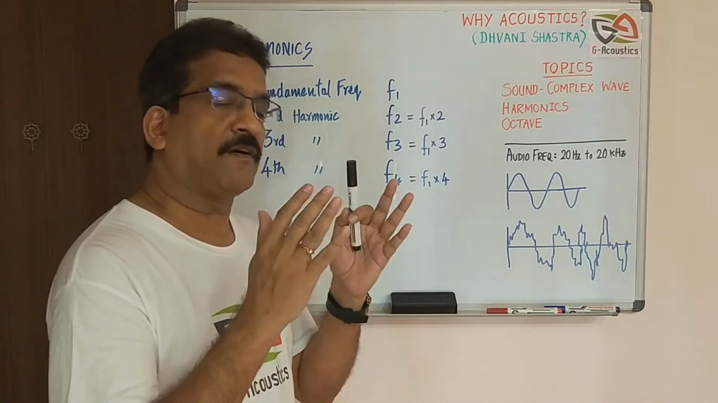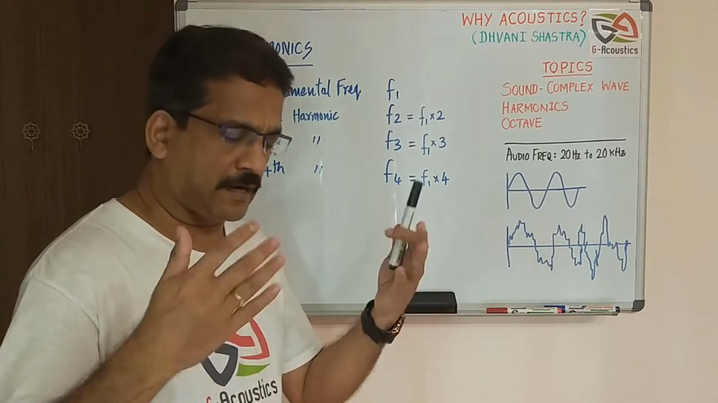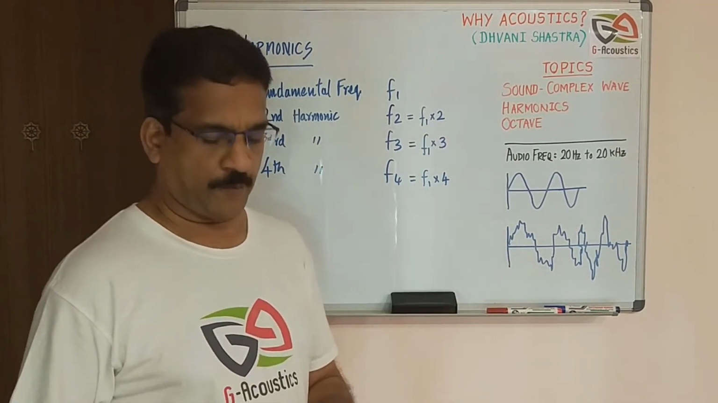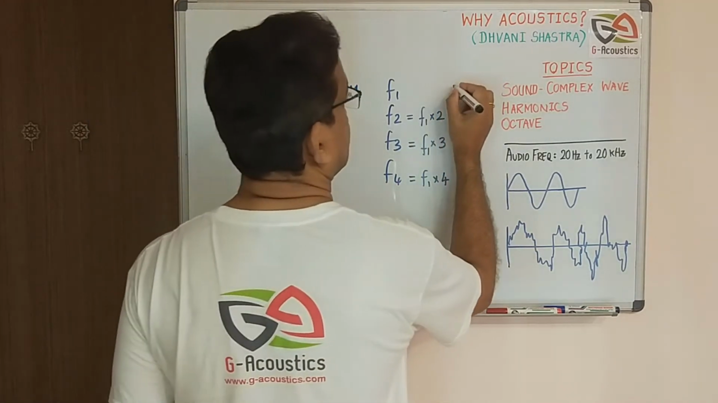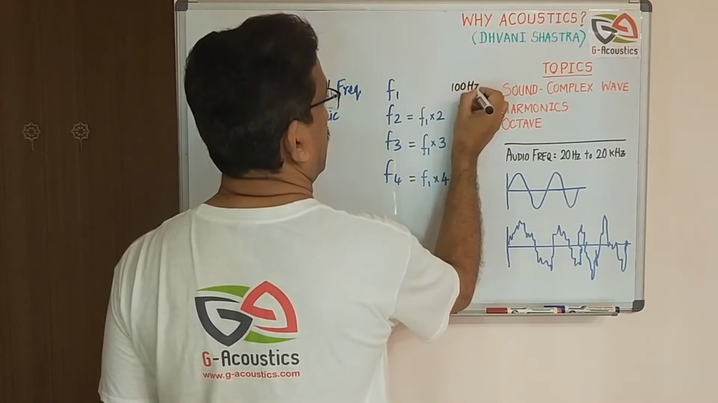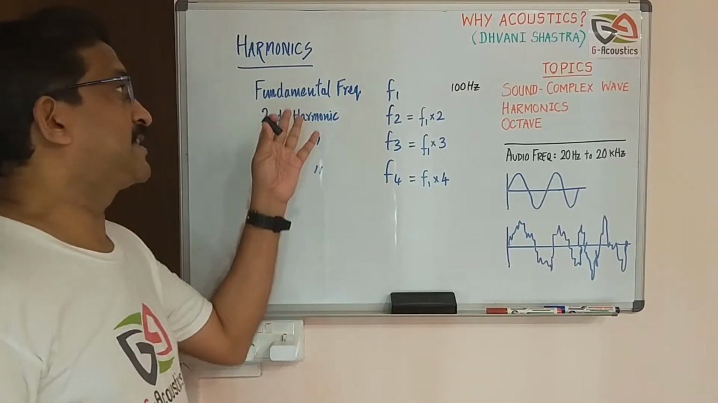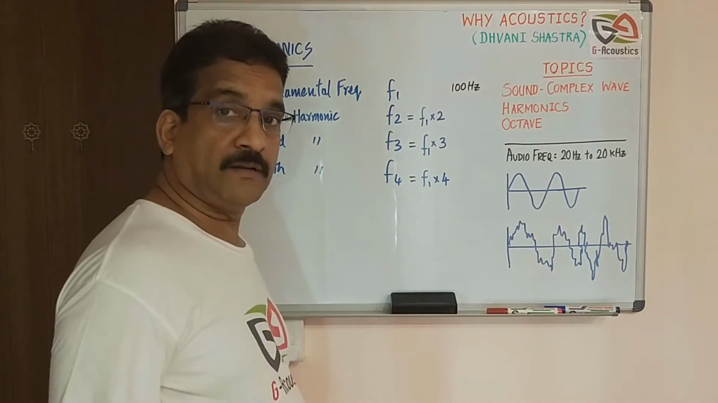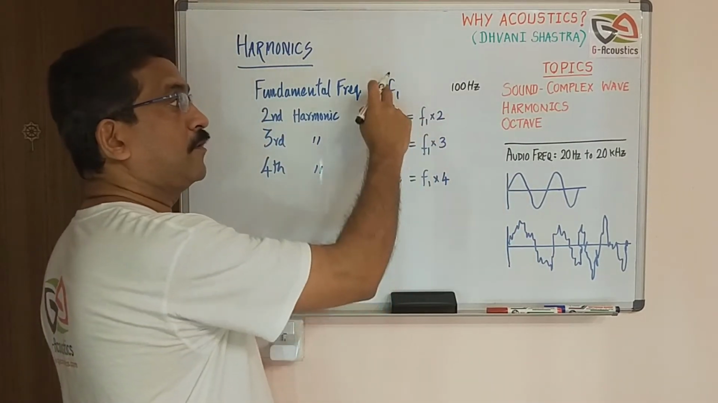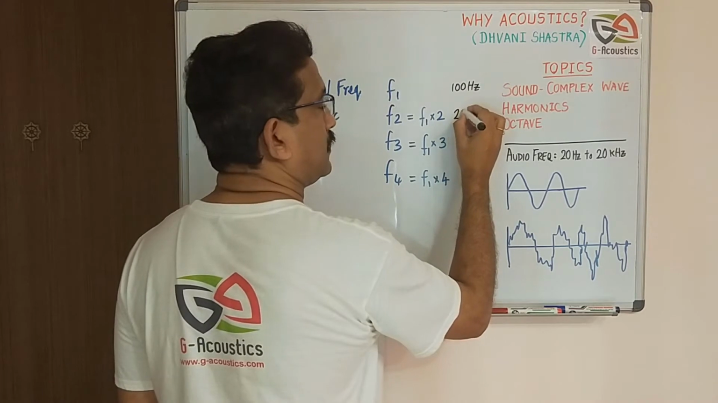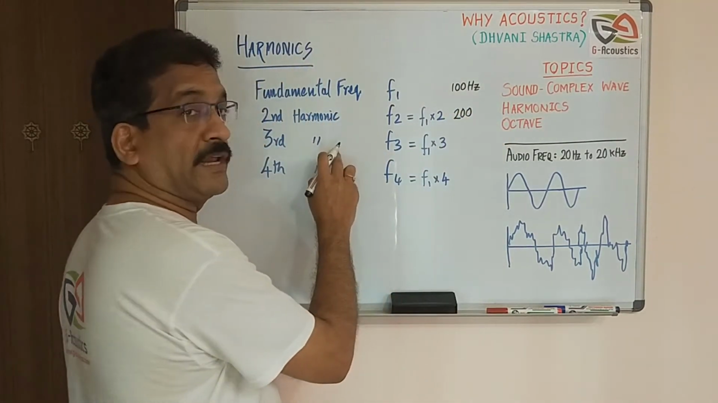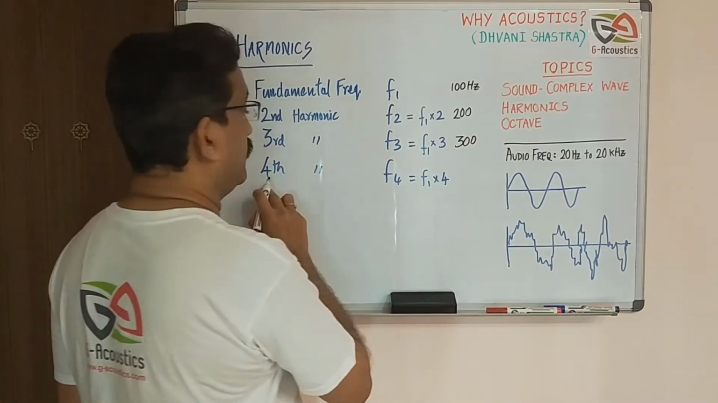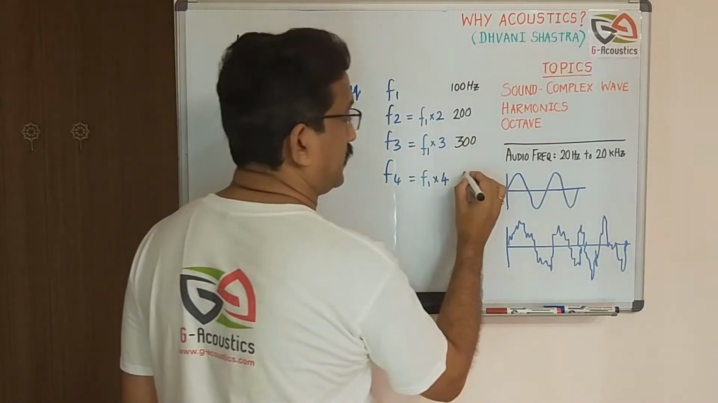Let us take a fundamental frequency. It can be any frequency, 100 Hz, 200 Hz, whichever it is. Let us take one frequency as F1, okay? And in this case, I mentioned it as 100 Hz, right? Now, what does the second harmonic mean? How is the second harmonic related to the fundamental frequency? It is 2 times the fundamental frequency, which is 200 Hz. Now, the third harmonic is 3 times F1, which is 300 Hz. The fourth harmonic is 400 Hz.